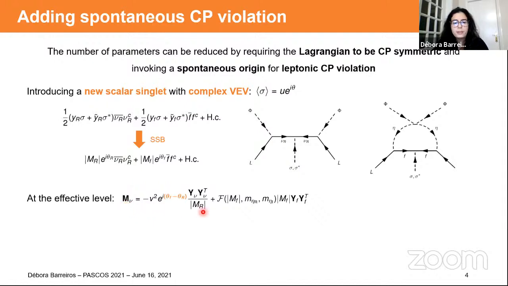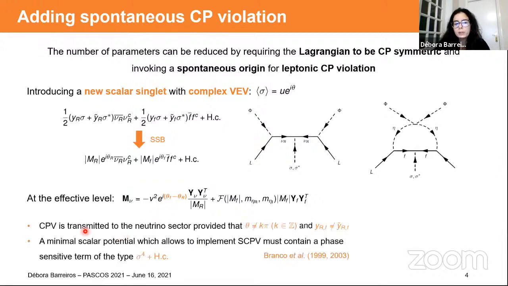So as you can see, at the effective level we end up with a phase that cannot be taken away. So in principle, CP violation can be transmitted to the neutrino sector, provided of course that this phase here is non-trivial and that our neutral fermions couple differently to sigma and sigma conjugate. Also, one must ensure that our scalar potential contains this phase-sensitive term here, sigma to the fourth, as I will show you later on in this presentation.